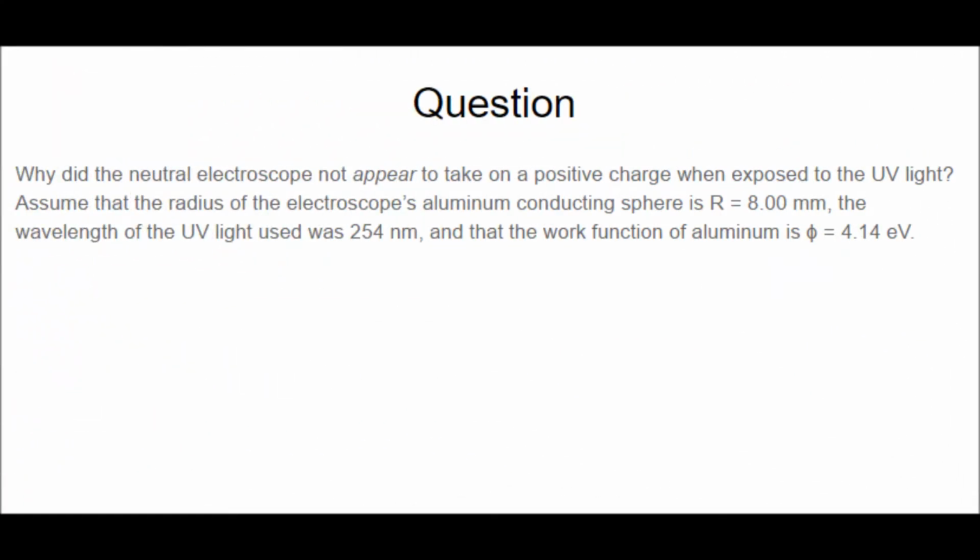Okay, now let's discuss the behavior of the neutral electroscope in our earlier demonstration by answering a question. Why did the neutral electroscope not appear to take on a positive charge when exposed to UV light? Assume that the radius of the electroscope's aluminum conducting sphere is 8 millimeters, that the wavelength of the UV light used was 254 nanometers, and that the work function of aluminum is 4.14 electron volts.